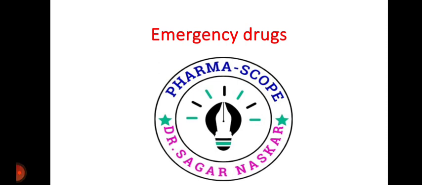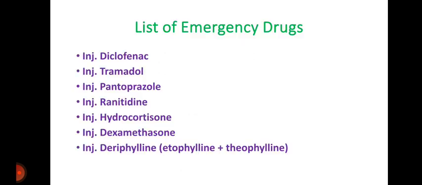That means the medicine which should be available in a hospital to meet the emergency condition so that the patient can be treated properly. The list includes some injections, some tablets and a few respules. It starts with injection Diclofenac and injection Tramadol. These two are painkillers. Diclofenac is peripherally acting and tramadol is centrally acting.